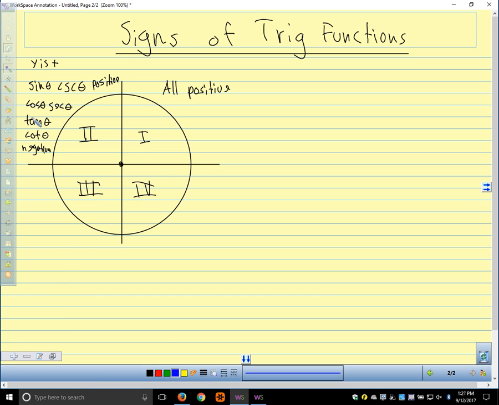Should we color code this? So there are my positive ones, and here are my negative ones.